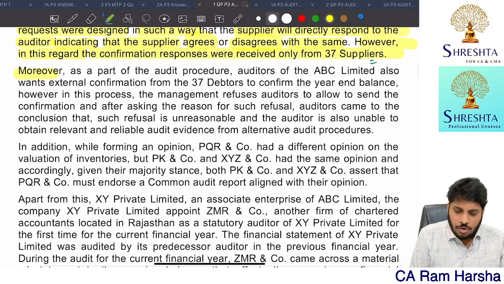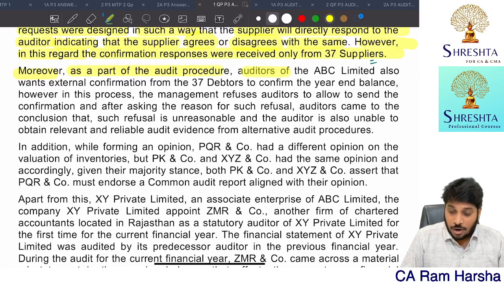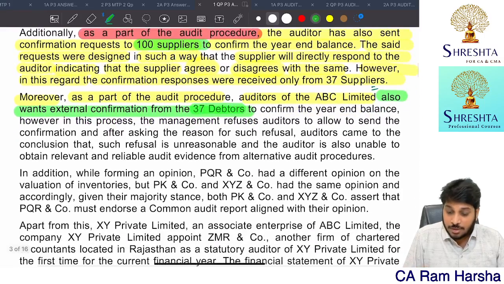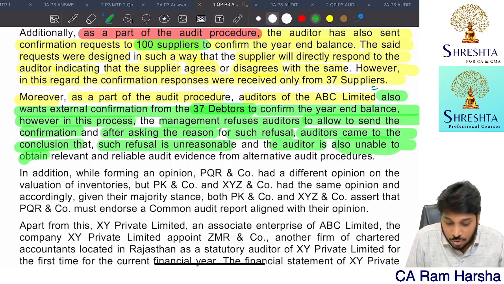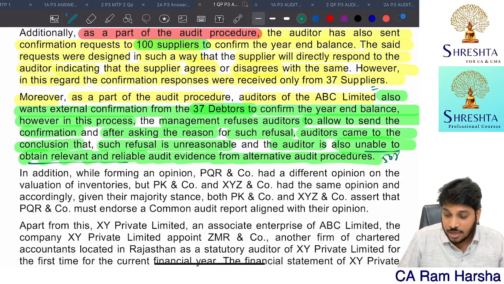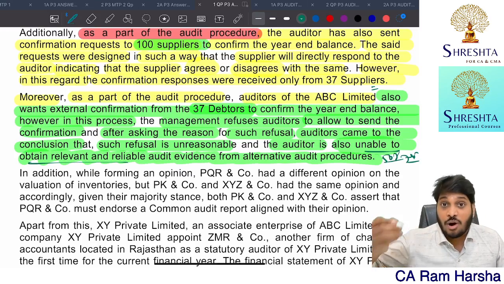Fine. Moreover, as a part of audit procedures, the auditors of ABC Limited also want external confirmation from 37 debtors. Before it was suppliers, creditors. Now the auditors also want to get confirmation from debtors to confirm the year-end balance. However, in this process, the management refuses to allow auditors to send confirmation, and after asking the reason for the refusal, the auditor came to the conclusion that the refusal is unreasonable and the auditor is unable to obtain relevant and reliable evidence from alternative procedures. Management refusal is unreasonable, SA 505. You need to modify the opinion as per SA 705. You need to give a modified opinion.